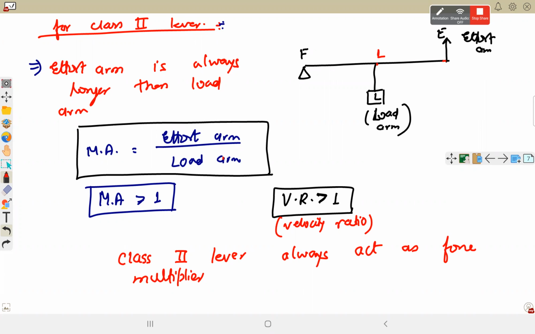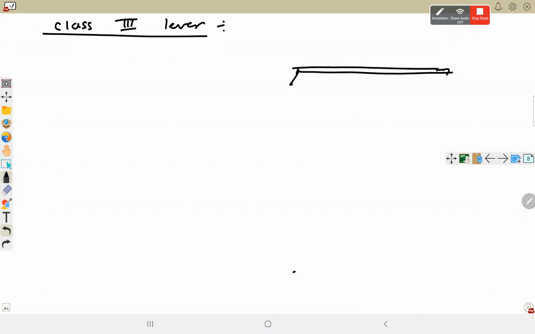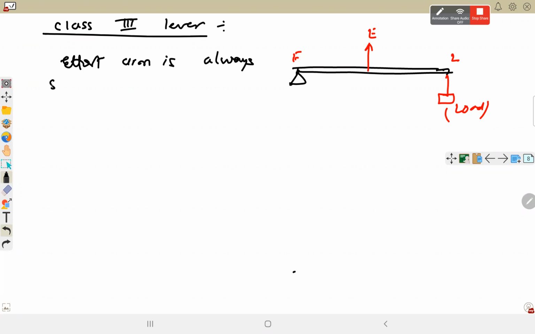Next is class 3 lever. For class 3 lever, Kabir, class 3 lever में क्या था? Effort is always in between. Correct. Effort arm is always smaller than the load arm. In class 3 lever, effort arm is always smaller, shorter rather, than load arm.